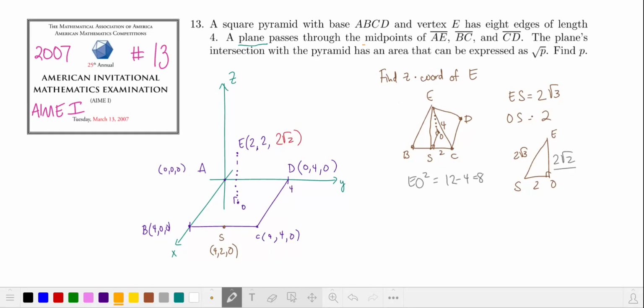The 3 midpoints described in the problem statement, I'll label them R, S, and T. We already have S here as the midpoint of BC. T is over here, the midpoint of CD. The x-coordinate is 2, y is 4, and z is 0. R is the midpoint of segment AE, so it's just midway between the origin and 2, 2, 2 root 2. So its coordinates are 1, 1, and root 2.